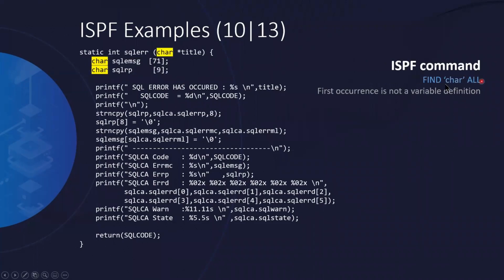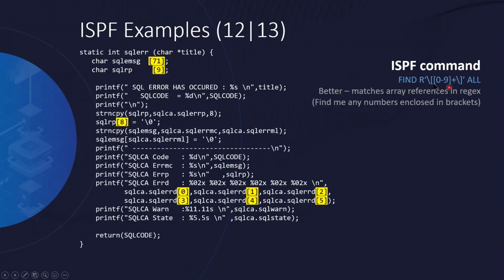So find the word CHAR, all. The first occurrence on line 1 isn't a variable definition. It's a parameter definition, so that's not good enough. I'm now looking for open brackets. And yeah, it's found these two, but it's also found these later on.